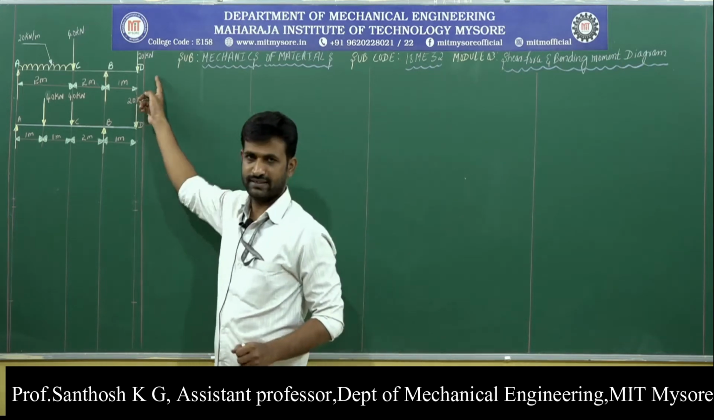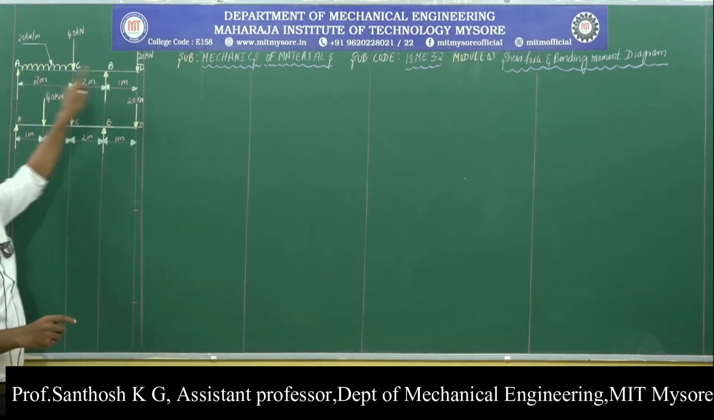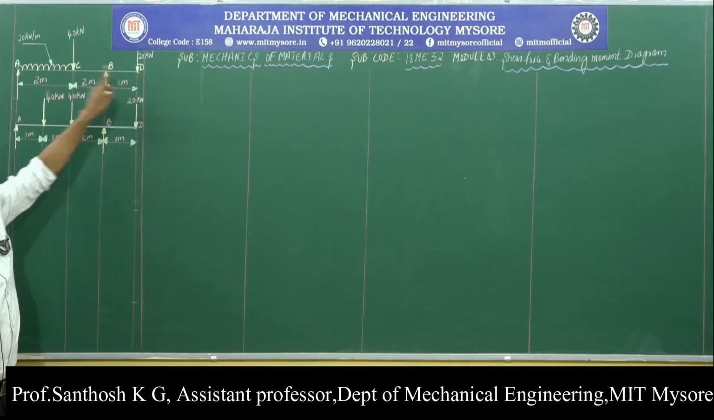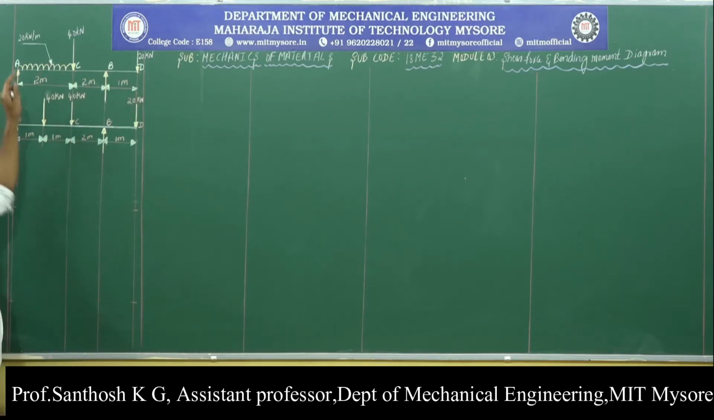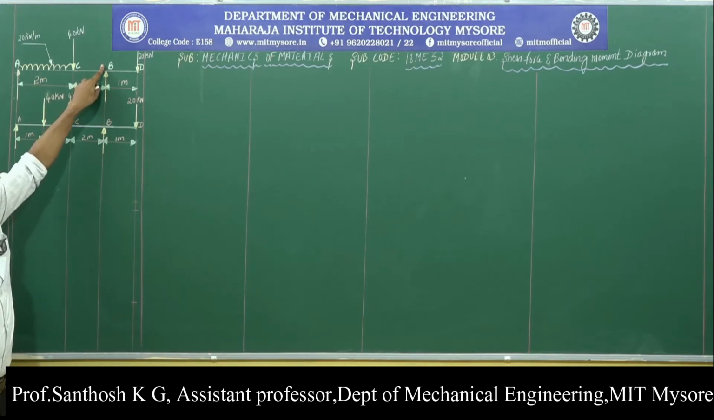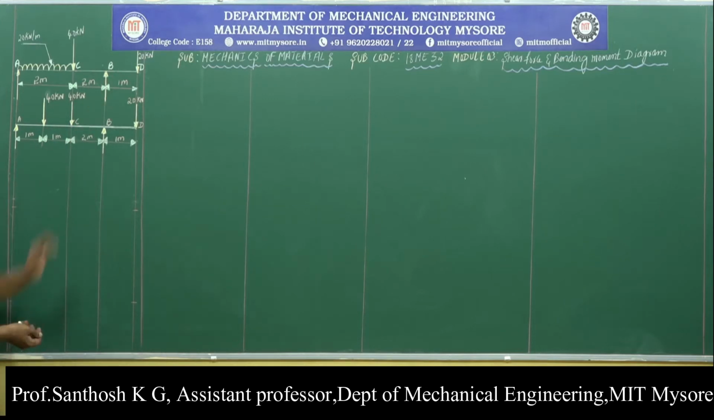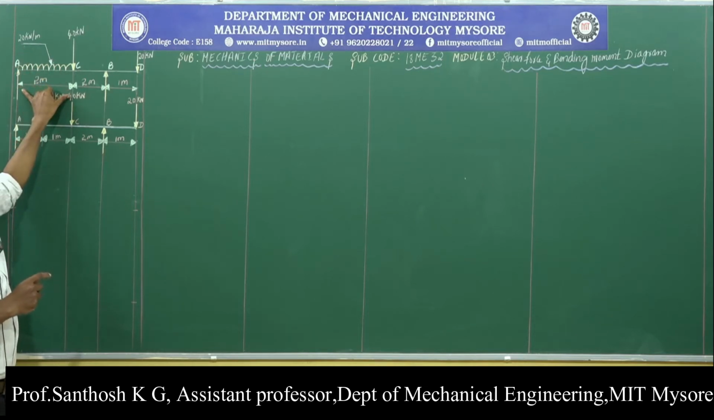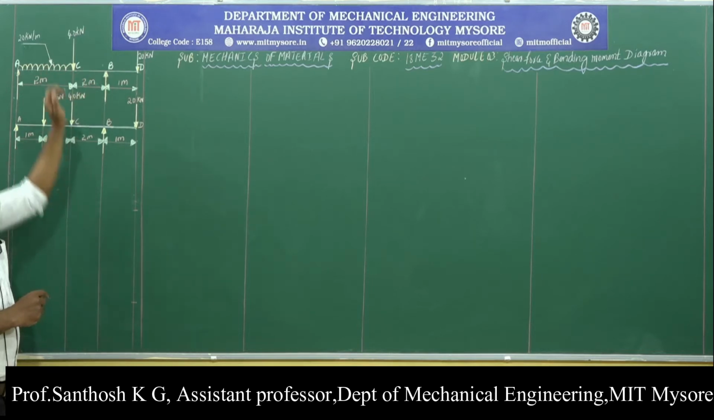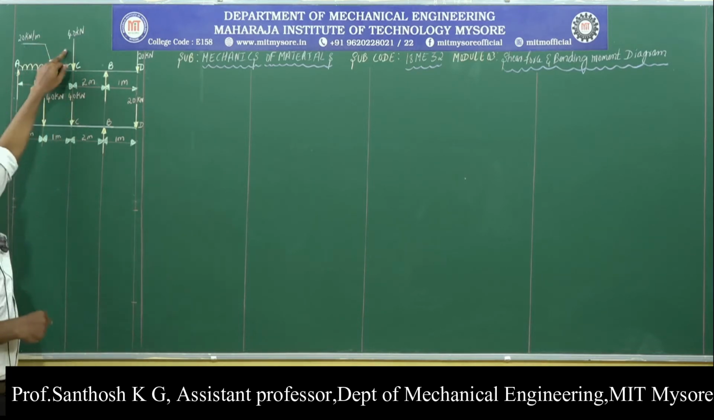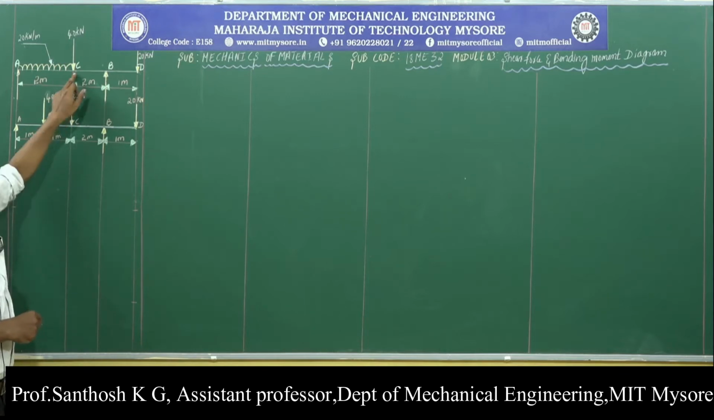So, the diagram given is this. Here we have a simply supported beam AB, which rests on supports provided at point A and point B, and this beam is subjected to a UDL of magnitude 20 kilonewton per meter in the portion AC, and also a point load of 40 kilonewton at point C.